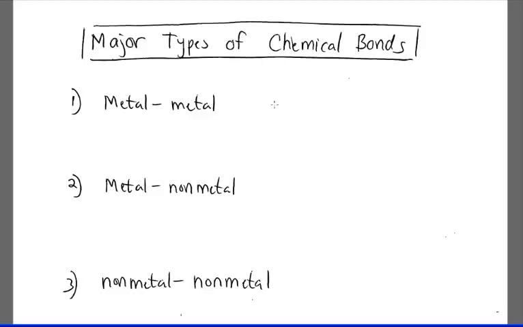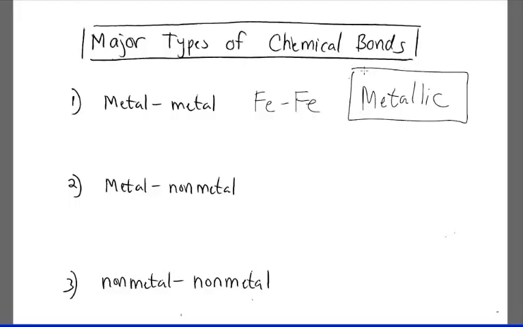There are three different types of chemical bonds in the category of major types of chemical bonds. The first one is when you have a metal atom bonded to another metal atom, such as iron bonded to itself. These are simply referred to as metallic bonds. That is one category. We aren't going to talk about this category much in this course, but they tend to easily conduct electricity.